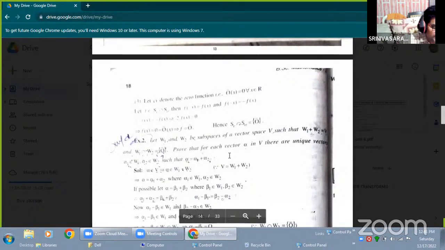There is no problem, but some problems are not included in your textbook. That's why, for your awareness, I will provide them through WhatsApp.